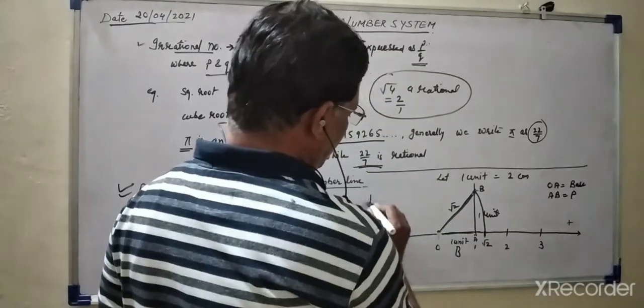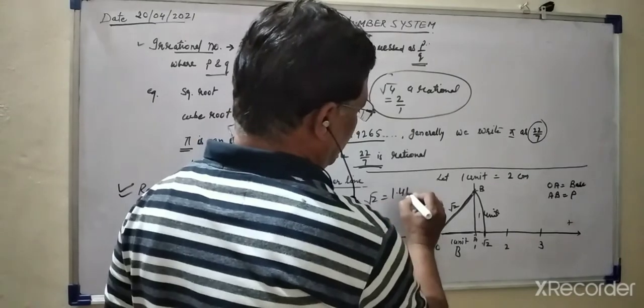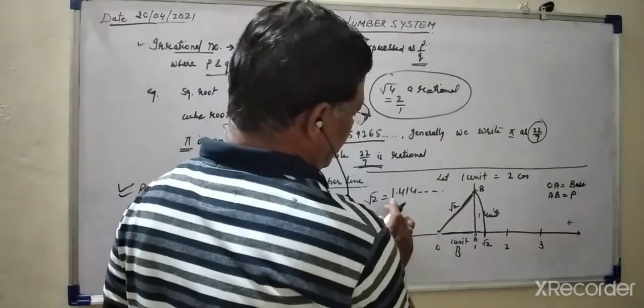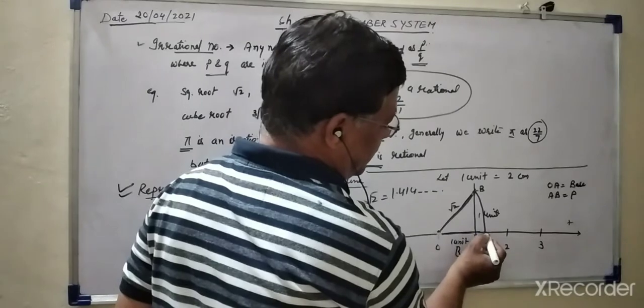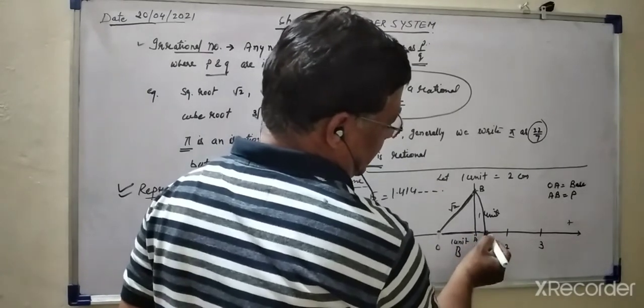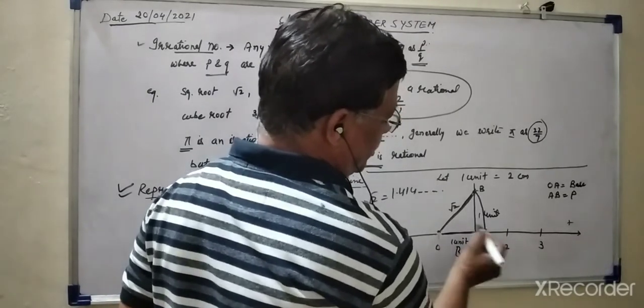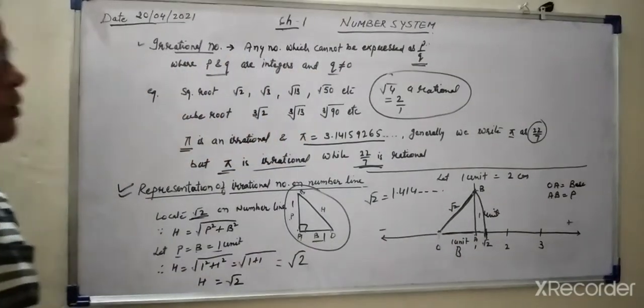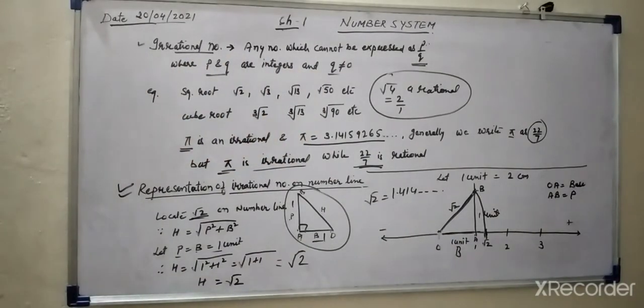Actually root 2 is 1.414, and so on. So this arc will cut up to 1.4 something. So that is root 2. This way we can represent root 2 on the number line. Now we take a few more examples in the next video.